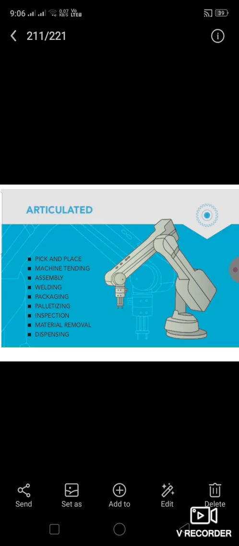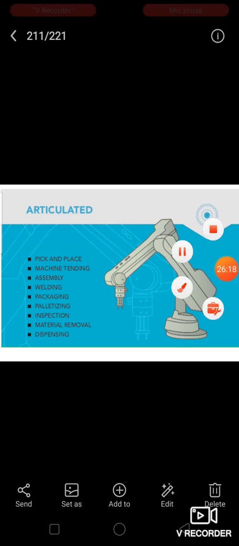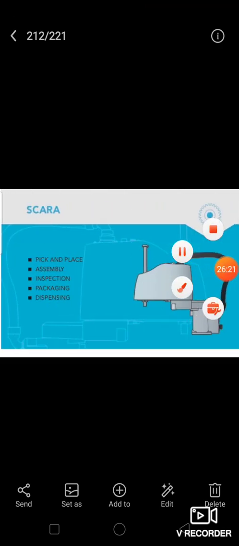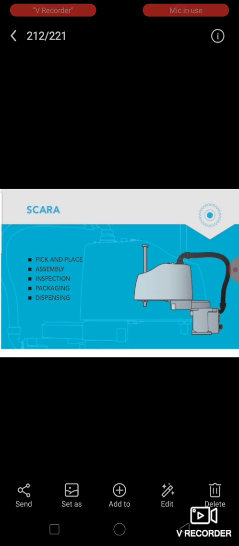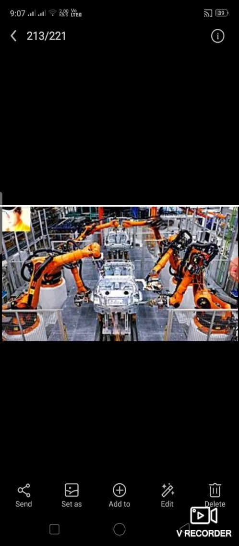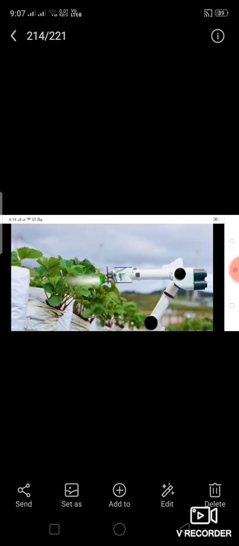Pick and place, machine tending, assembly, welding, packaging, palletizing, inspecting, material removal, dispensing. These are all the work done by robots in industries. This is another type of robot, SCARA. Pick and place, assembly, inspection, packaging, dispensing, like that. Many manufacturing robots are available. See, the robot is used to manufacture cars. You can see this picture. See, this robot is used in the agricultural industry. Yes, you can easily see.